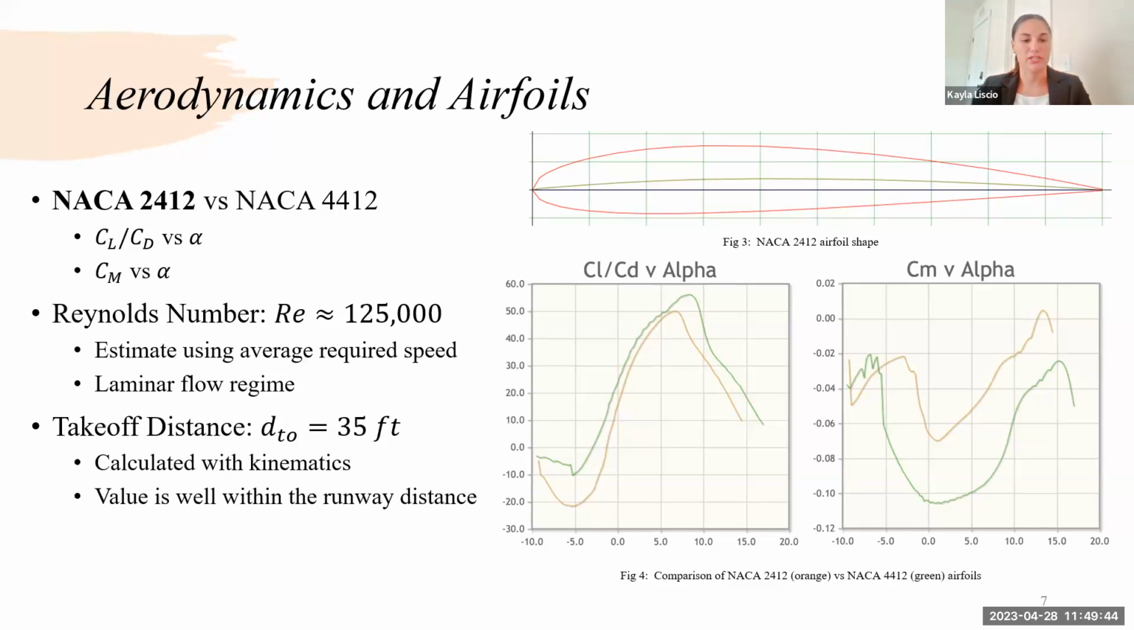The coefficient of pitch versus angle of attack graph on the right, you can see in that graph that the 2412 is less destabilizing than the 4412 because it's less negative. So this is why we ultimately chose the NACA 2412 as our wing airfoil. We then calculated the distance for takeoff using kinematics. We found this to be 35 feet. This was well within the constraints of the runway, so we did not have to worry about that.